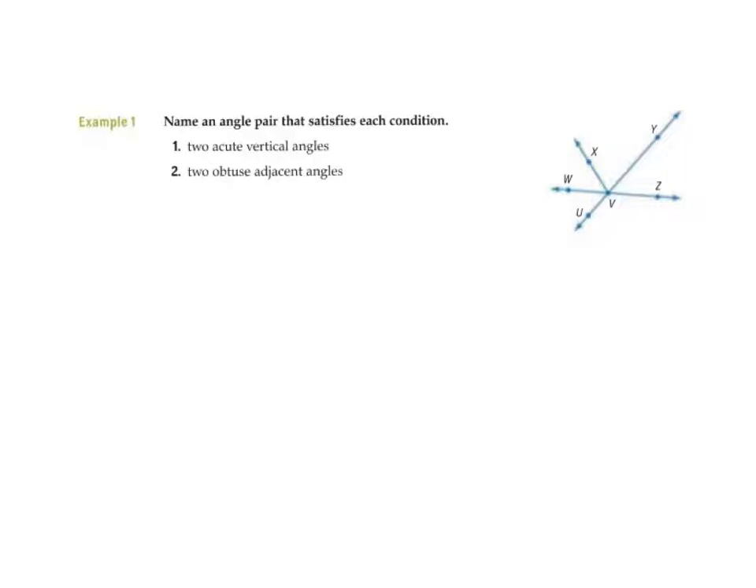So this is question 1 and 2 from example 1. So we're looking at different angles and the type. So question number 1 is 2 acute vertical angles. Okay, so we need to look for an X, and we need to look for 2 angles that are opposite each other. Okay, so the only 2 you've got is this guy here and this guy here. They're the only 2 opposite angles. So we're looking at angle YVZ. Okay, and we're looking at angle WVU. Okay, and as you notice, V is the point and V is the middle letter each time.